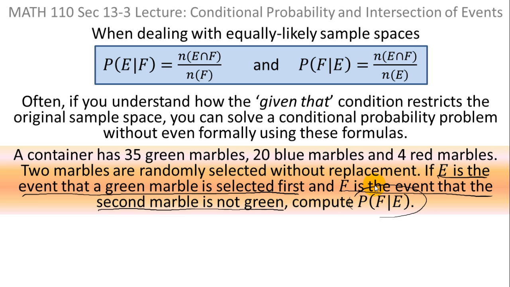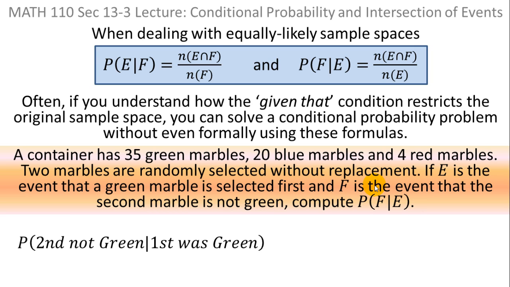Now, although that's presented that way with the letters a lot of times, my real preference is to write it out in words. I think it's less likely you're going to get it backwards or get it wrong if you just write it out. So instead of writing F given E, I'm going to actually write out what F is, which is the event that the second marble is not green. And E is the event that the first one was green. So my recommendation is, most of the time anyway, to write these things out in words.